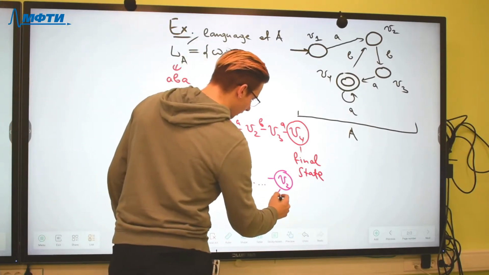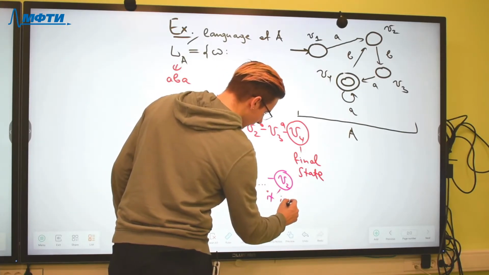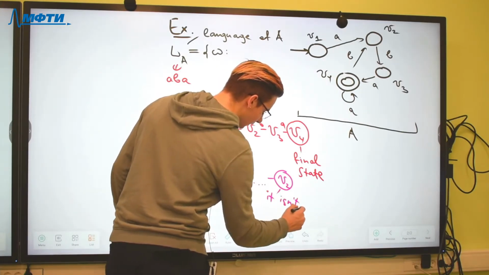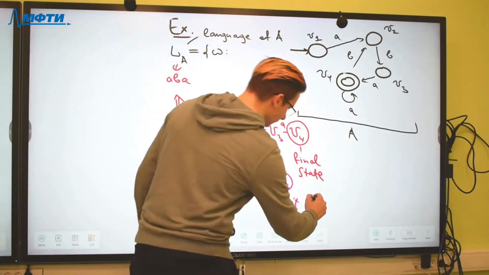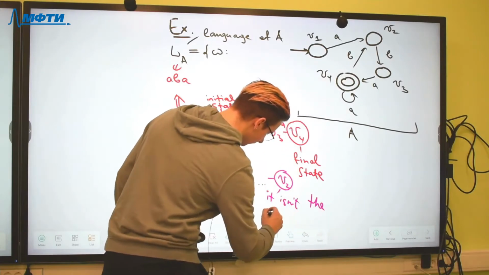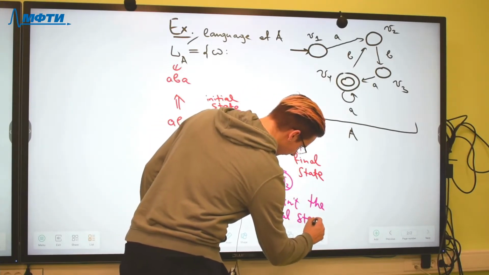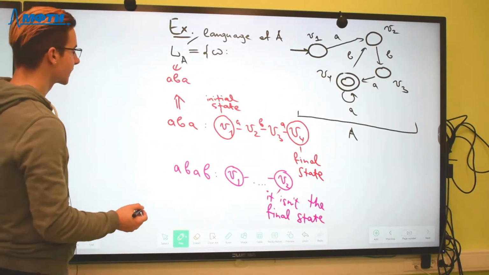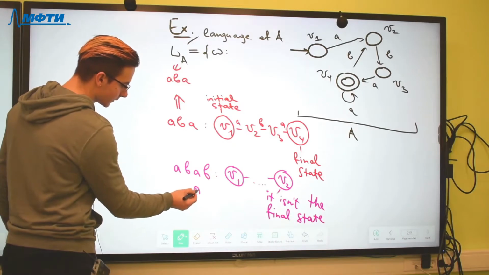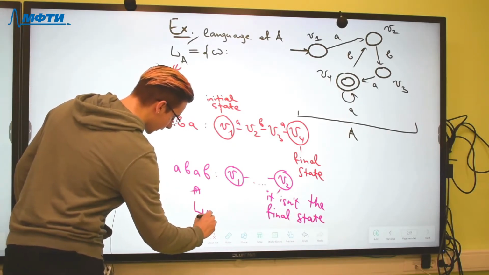So it isn't the final state, so we say that this word is not in the language L(A).